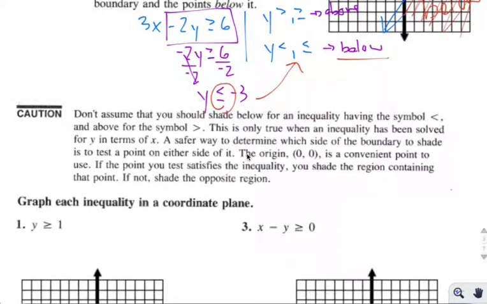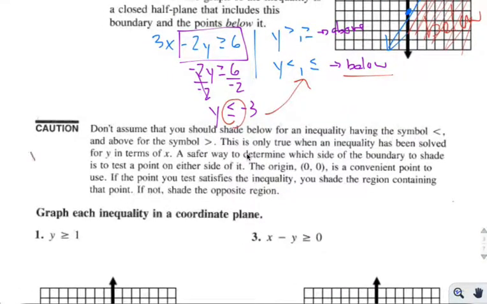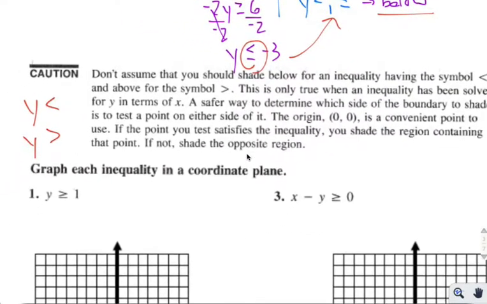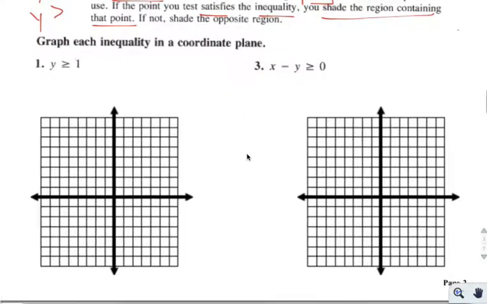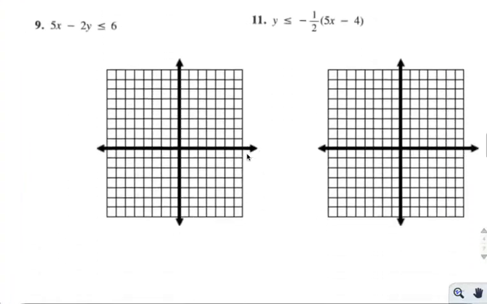Okay, so a caution here. Don't assume that we should shade below for an inequality having the symbol less than, and above for the symbol greater than. This is why I make the distinction: we want y is less than or y is greater than. We can't just look at the inequality. If I get y by itself, that'll tell me. There is a safer way to do this though. We can test a point. We take a point and plug it in, and if it satisfies the inequality, we shade the region containing the point. If not, we shade the opposite region. Here are some problems for you to try. We'll look at those in class tomorrow.